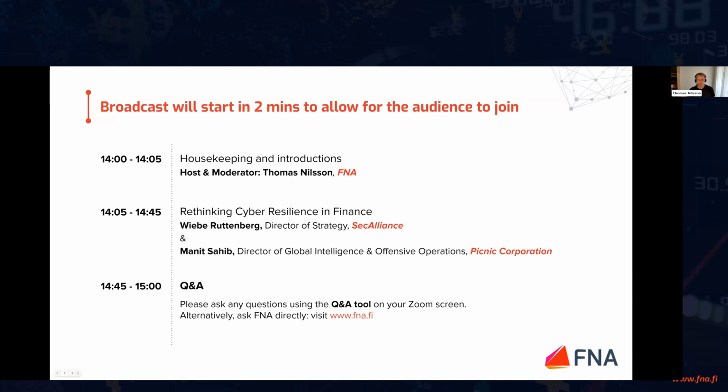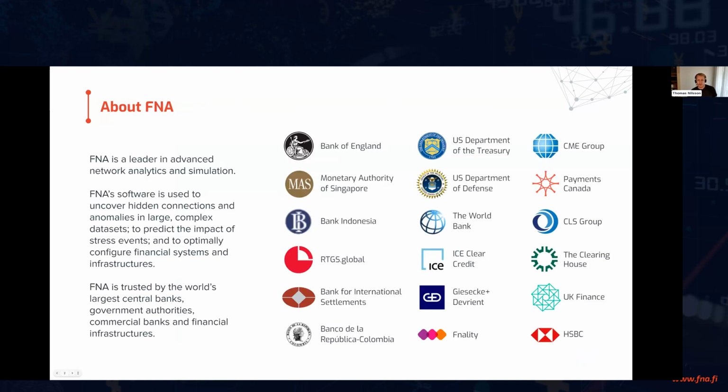For those of you who aren't familiar with FNA, which stands, by the way, for Financial Network Analytics, we are an advanced analytics and simulation technology company. We work across 4 core sectors, namely central banks, commercial banks, financial market infrastructures, or FMIs, and national security. Our software is tailored as solutions to each sector. So where a central bank might use our technology for RTGS stress testing, a commercial bank will use the same underlying tech to optimize their liquidity usage.